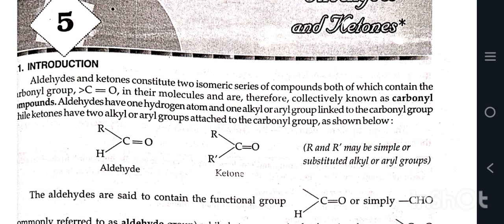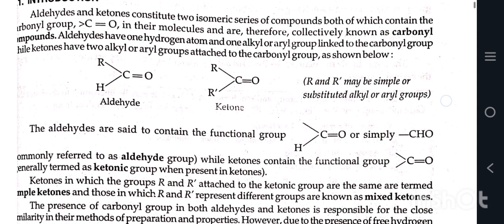Aldehydes have one hydrogen atom and one alkyl or aryl group linked to the carbonyl group, while ketones have two alkyl or aryl groups attached to the carbonyl group. As shown below, in aldehydes and ketones R and R dash may be simple or substituted alkyl or aryl groups.